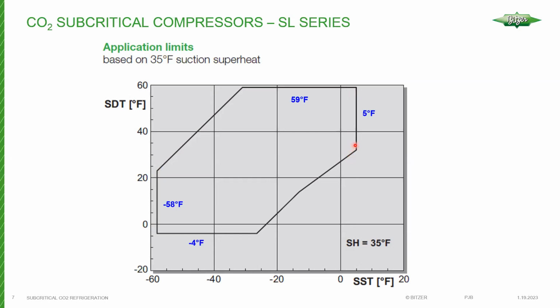Don't forget the triple point, as we discussed before the holidays in the first session. The triple point is approximately minus 70 degrees Fahrenheit, so we couldn't go much lower than this anyway with a subcritical compressor. In terms of condensing, the low end would be minus 4 and then upwards to approximately 60 degrees Fahrenheit.